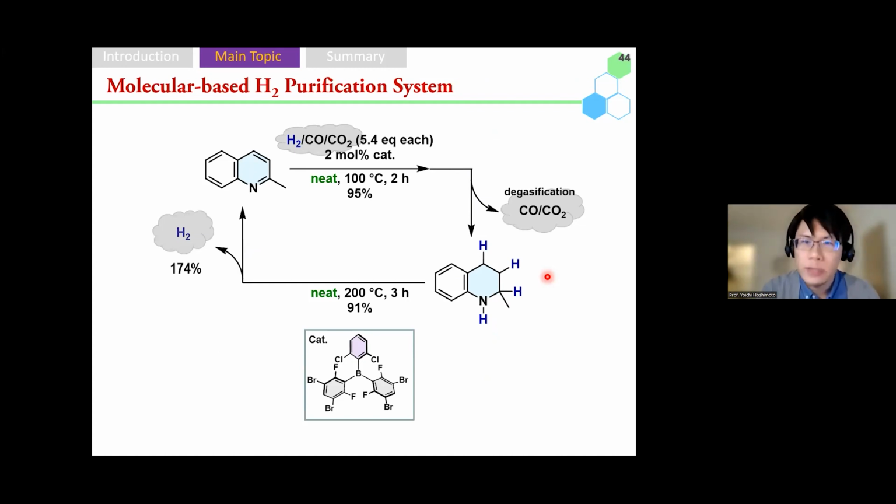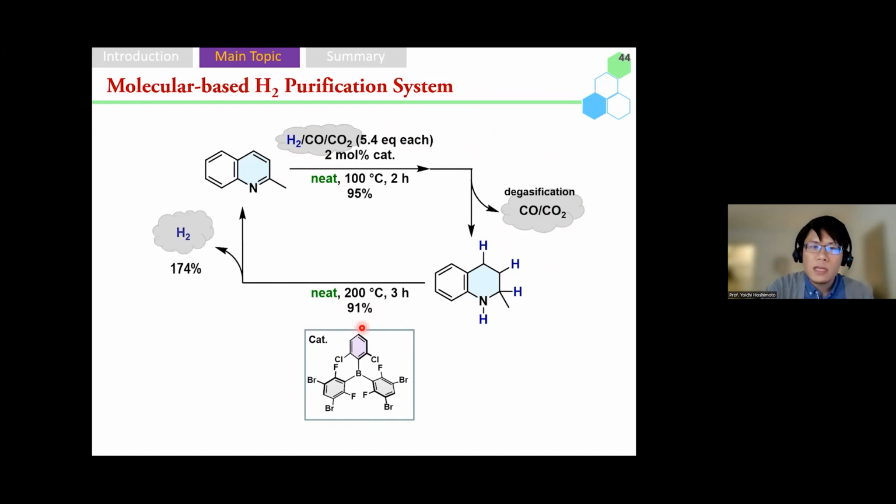Finally, we demonstrated a proof of concept for H2 purification. First, we carried out hydrogenation under crude hydrogen conditions in an autoclave reactor. Then we opened the autoclave reactor valve and pumped out all the CO and CO2. Then we closed the valve again, or transferred the solution to another vessel, and heated to 200 degrees.